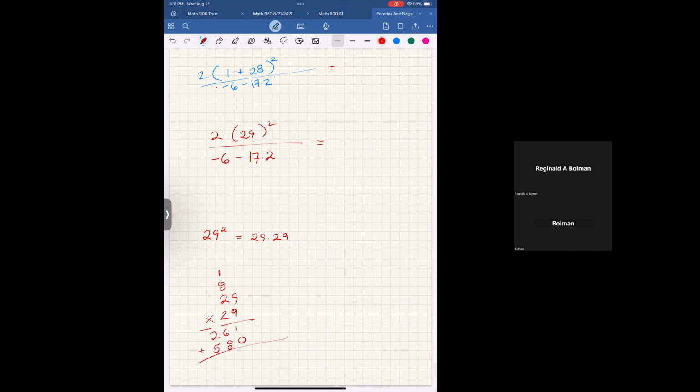Now we're ready for addition. 1 plus 0 is 1. 6 plus 8 gives you 14. One plus 2 is 3. 3 plus 5 is 8. So 841 should be our answer. So now we have 2 times 841 all over the -6 minus 17 times 2.